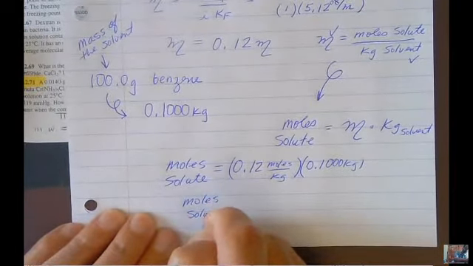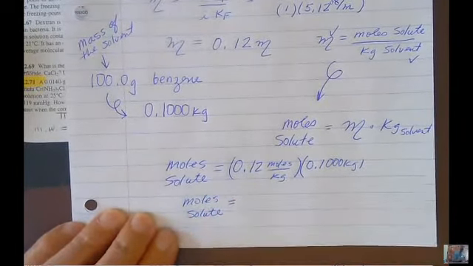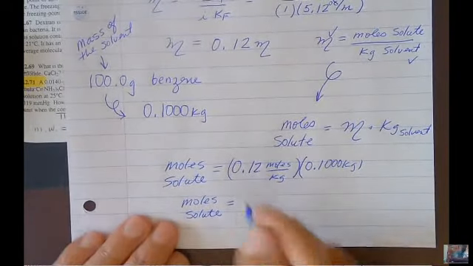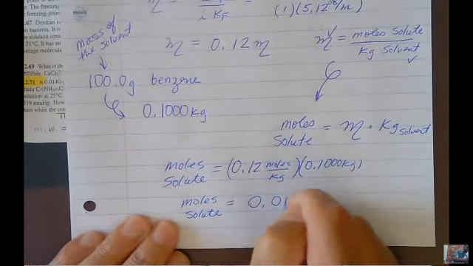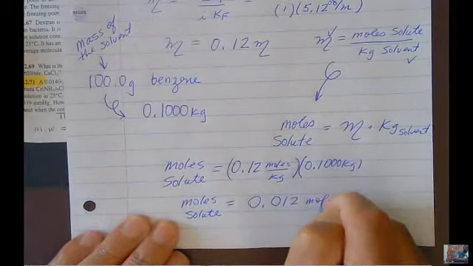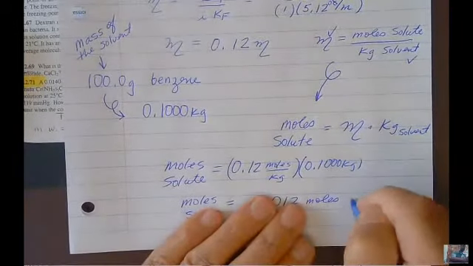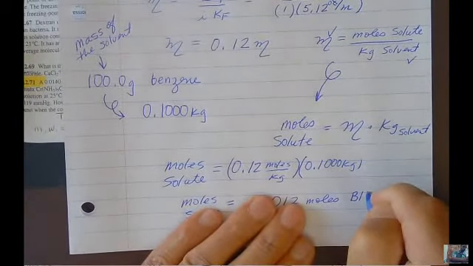I don't know exactly what the structure is. We're just calling it BHT. It's going to be 0.012. All right, last step. Moles of BHT.